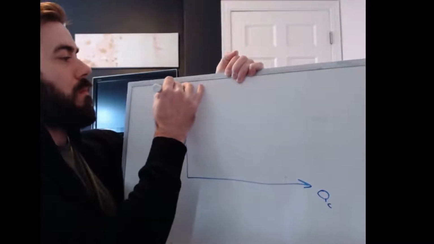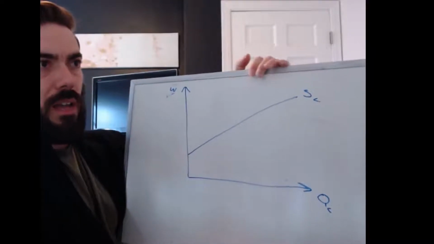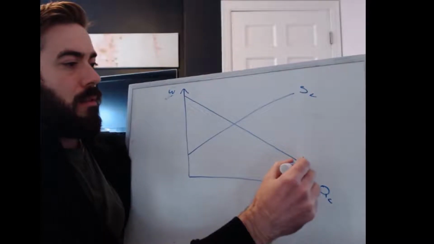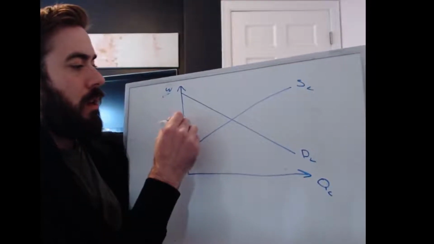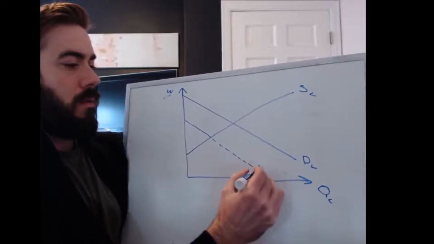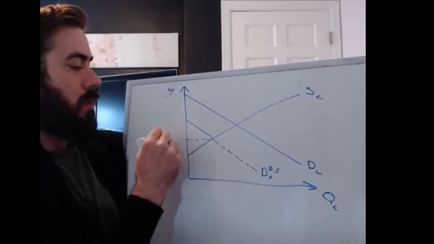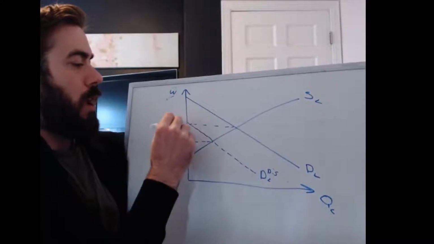I was jumping ahead. So we've got the supply curve for labor. Let's assume this is constant across all teams. Here's the demand, here's what it should be without discrimination. Here's the demand curve with discrimination. So here's the discriminatory wage, and here's what the equilibrium wage should be.